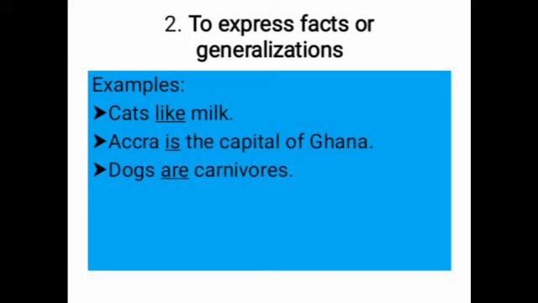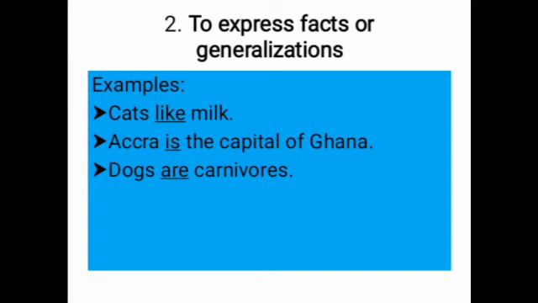Examples. Number 1, cats like milk. That's a fact. If you want to find out what is the fact, get some milk and give it to a cat. You see what happens. You don't take your mom's milk. Okay? Cats like milk. The verb there is what? Like. And it's in the simple present tense. Okay? Alright, the next one.